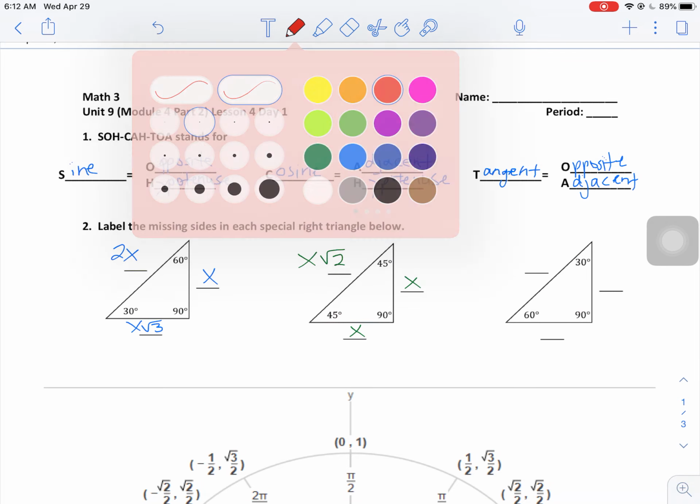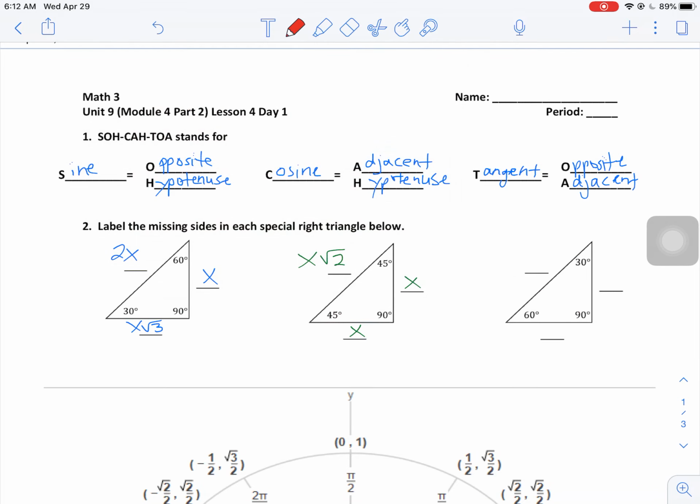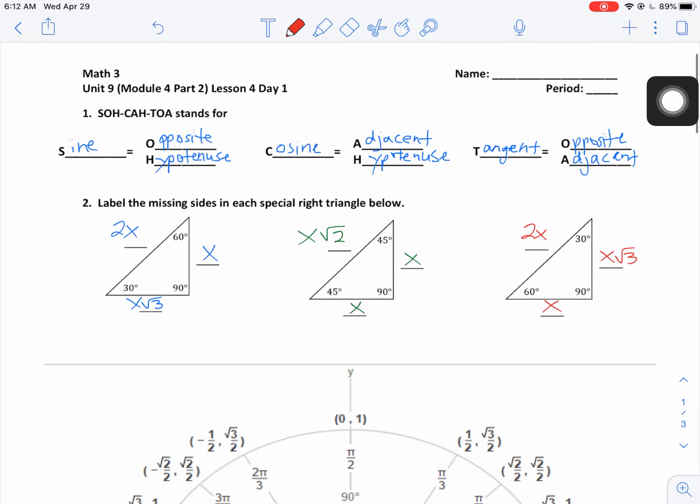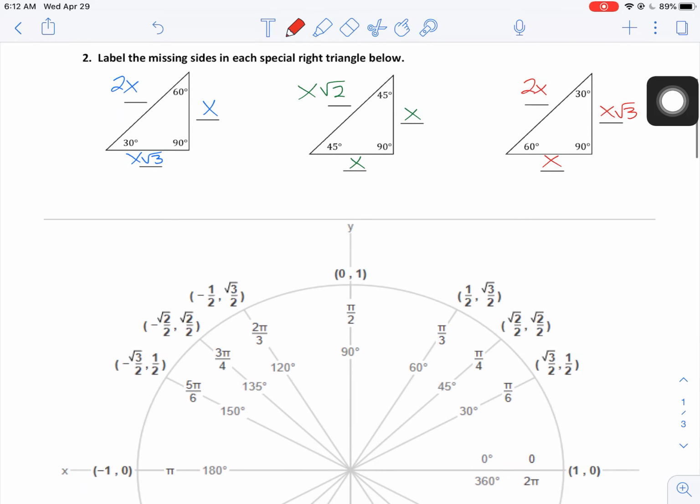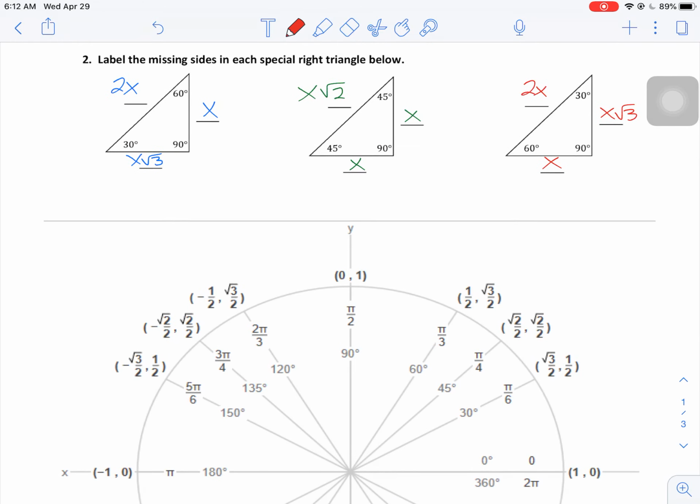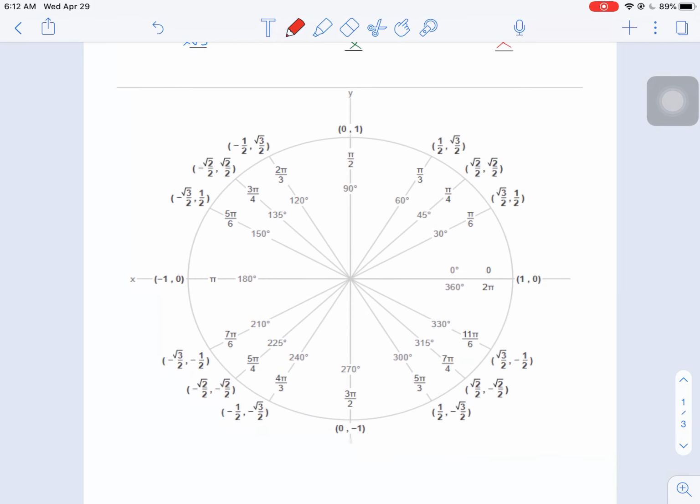And then that last triangle is another 30-60-90. It's just that now the 60-degree angle is in the lower left corner. So they just flipped the 30 and the 60. So across from 30 is x, across from 90 is 2x, across from 60 is x root 3. Now the reason we had these little special right triangles here is to help us sort of see how this unit circle is developed. So let me show you the whole unit circle and then I'll zoom back out.